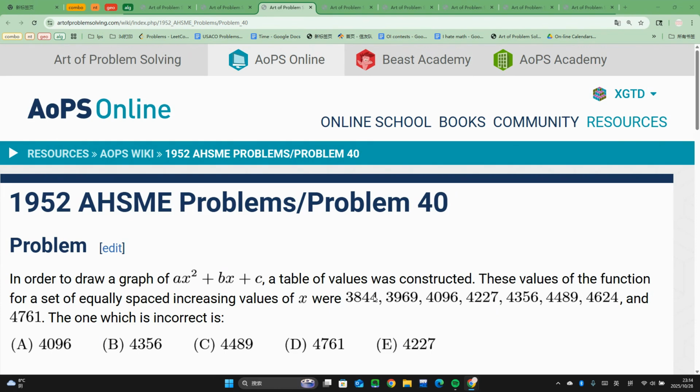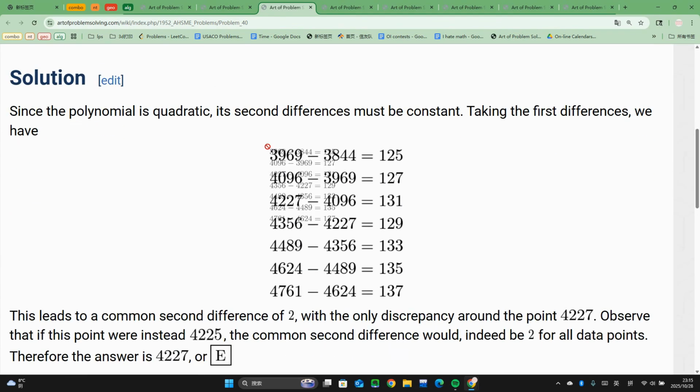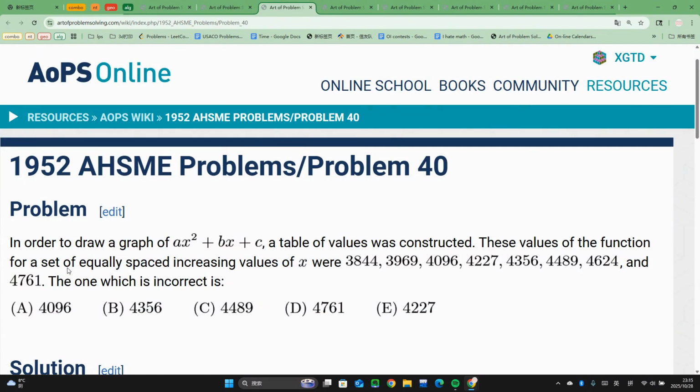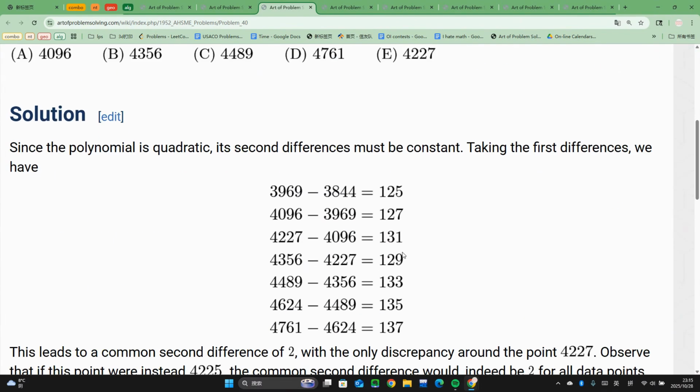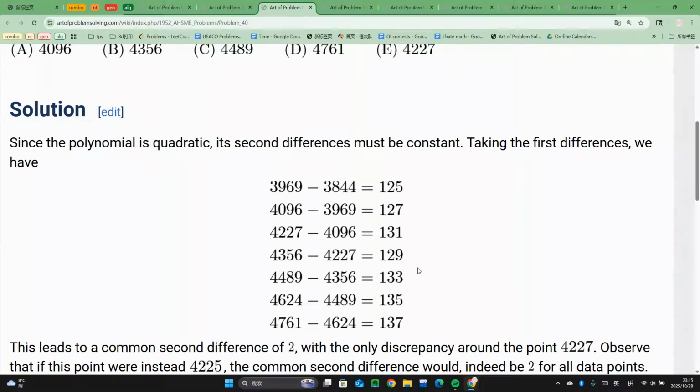So basically, we take the difference of all of these, and then I'm not going to write down the VS Code. We don't have time, but basically we get these values, 125, 127, 131, and realize that it shouldn't be dropping from 131 to 129, because the second difference, since it's an equally spaced increasing value, should be constant and not go from a 2 to a negative, from a 4 to a negative 2, and then go back to 133 again. That just doesn't make sense.